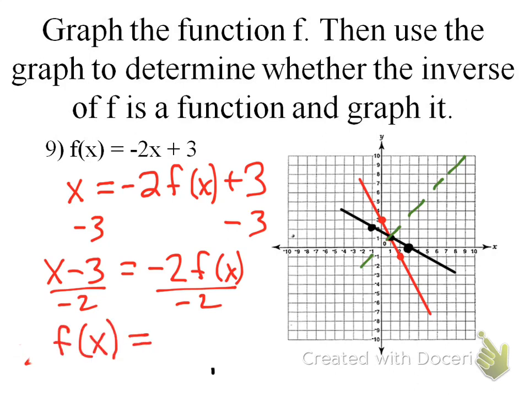So you would get -1/2 x plus 3/2. So you would start at basically 1.5 on your y-axis. And then from there you would go down 1, which would take you to 1/2, and then right 2. You should get the same line.